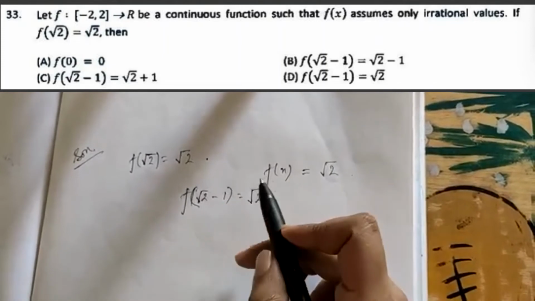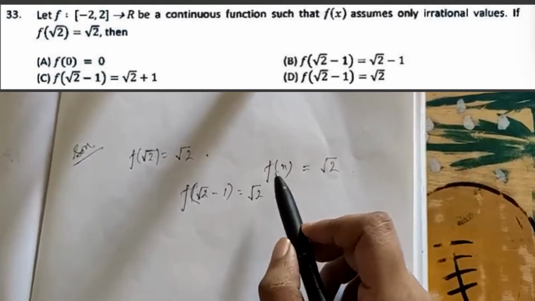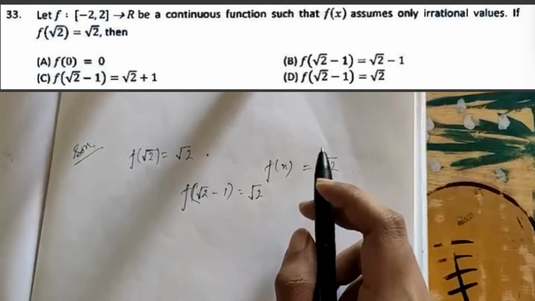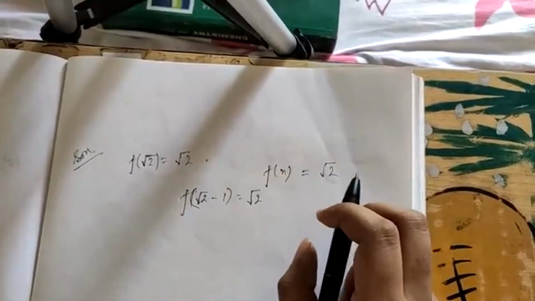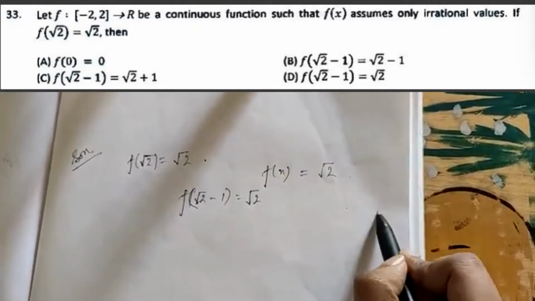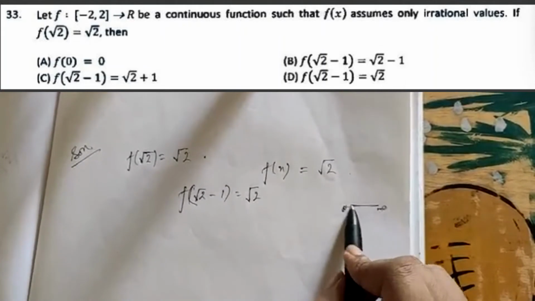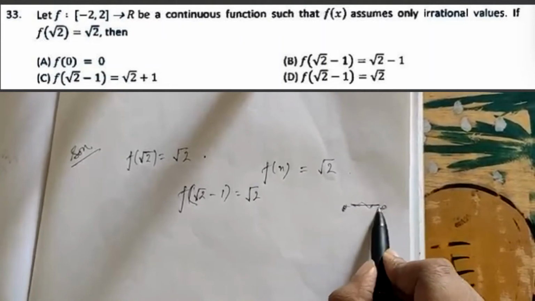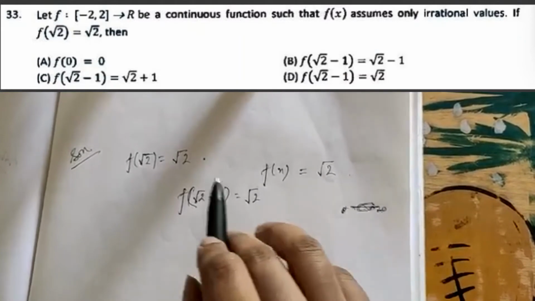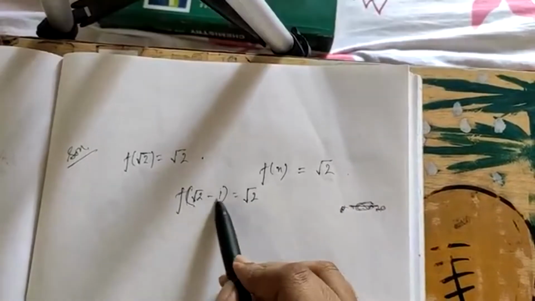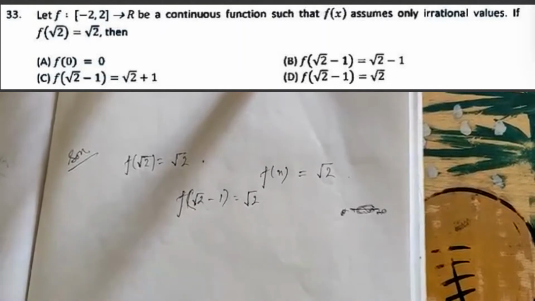It's been said in the question that f from minus 2 to 2 to R is a continuous function such that fx assumes only irrational values. Fx can't take rational values, fx takes only irrational values. So between two irrational values there must be some rational values. If there doesn't lie any rational value for the x, then the function can't be a continuous one. So to make it a continuous one, even if you put rational values or irrational values in the place of x, the value will be under root 2.